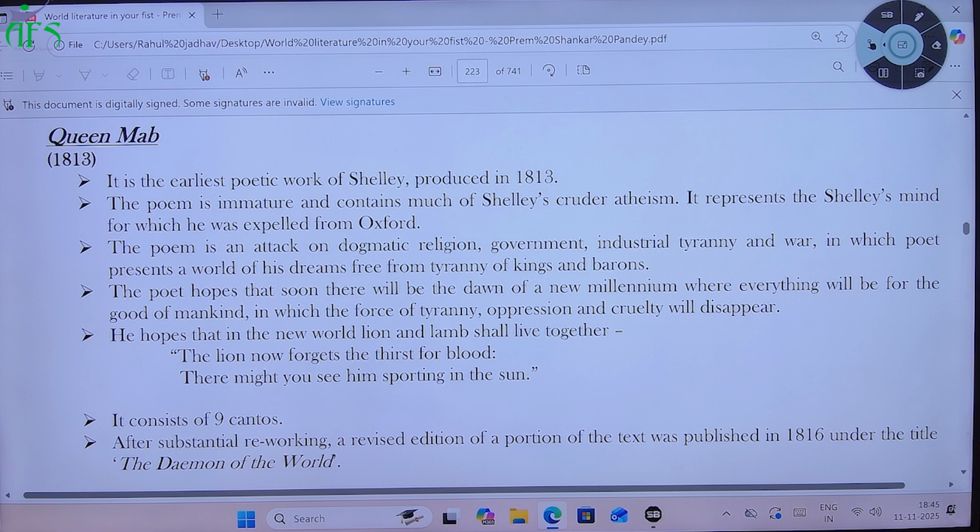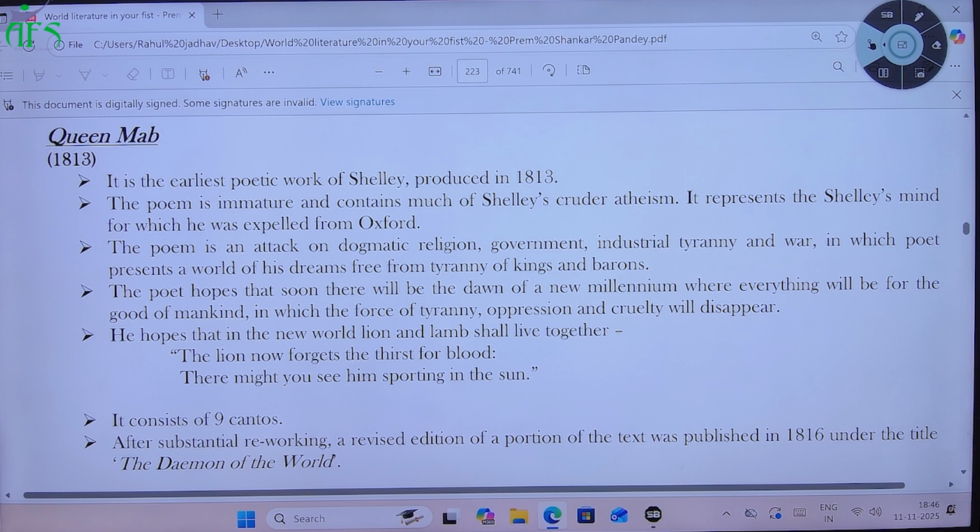Exactly. So the poet hopes that soon there will be the dawn of a new millennium where everything will be for the good of mankind, in which the force of tyranny, oppression, and cruelty will disappear. Now, he hopes that in the new world, lion and lamb shall live together. The lion now forgets the thirst of blood. There might you see him sporting in the sun. Are the lines that describe that.